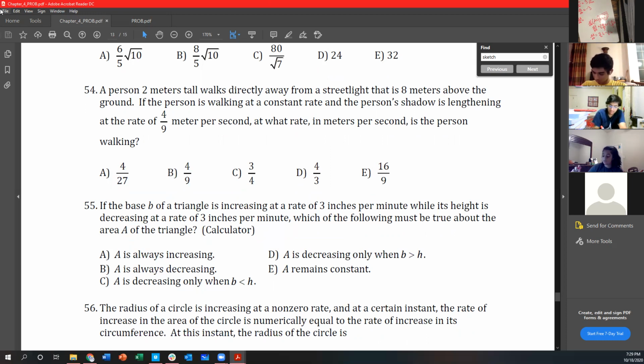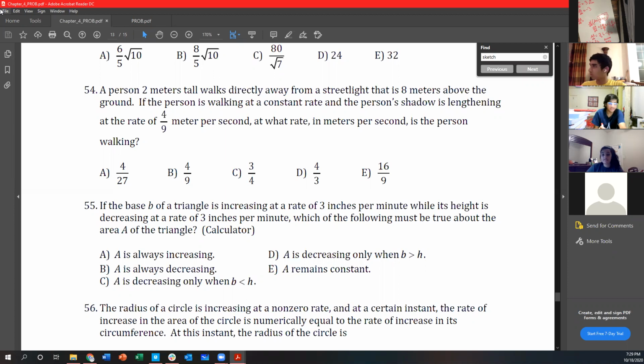So let's think about this. If I have 3 over 2 h minus 3 over 2 b, when will that be positive? Whenever b is less than h, right? Yes, sorry, I was just thinking, I wasn't doubting anything. I just needed to think for a second. Yes, when b is less than h, area will be increasing because dA dt will be positive.